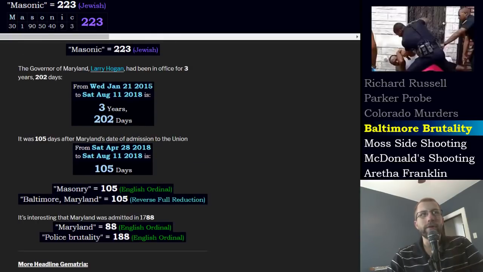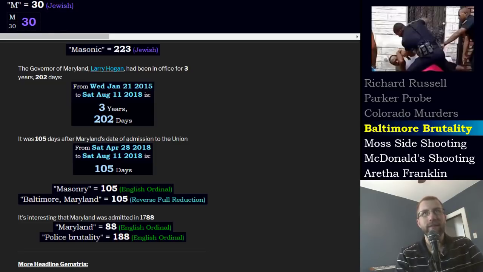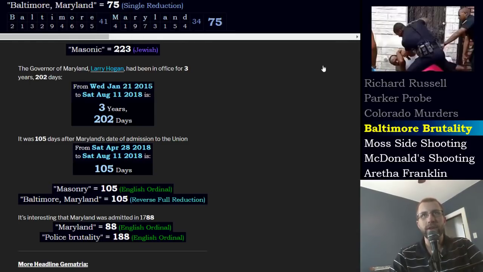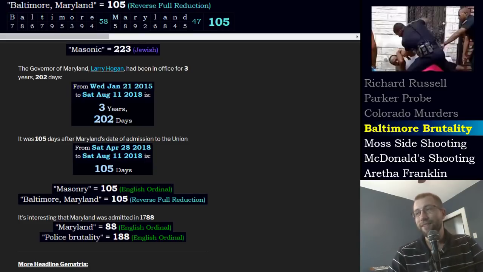Also, this was 105 days after Maryland was admitted to the Union. Maryland, I think, 1788 was the year that it was admitted. The word masonry equals 105. So does Baltimore, Maryland in reverse reduction. This story came 105 days after the anniversary of when Maryland was admitted to the Union.